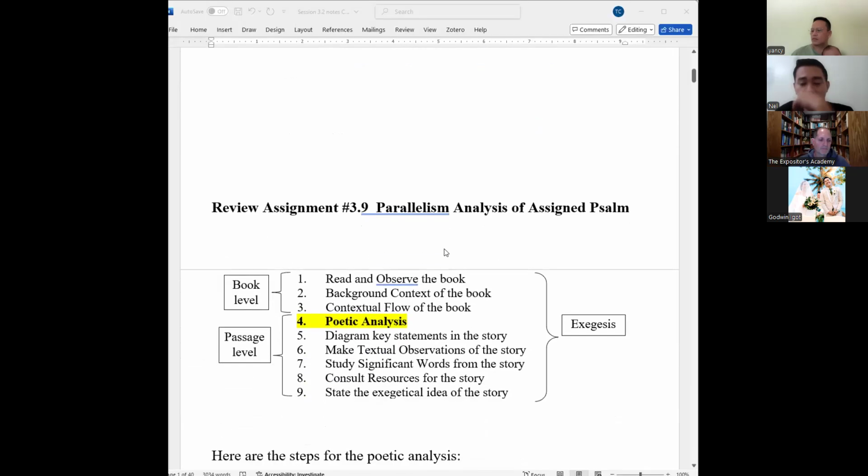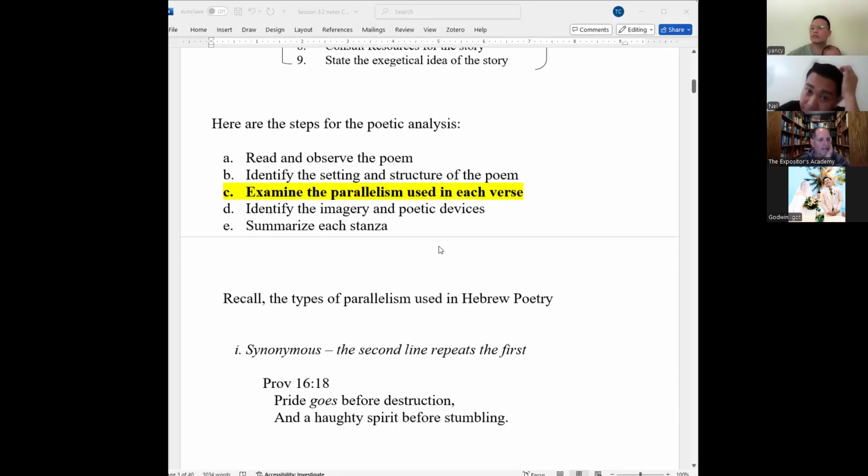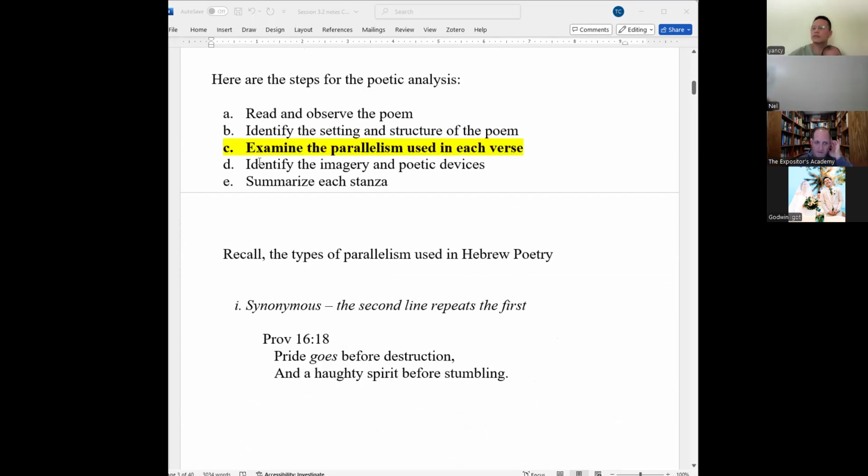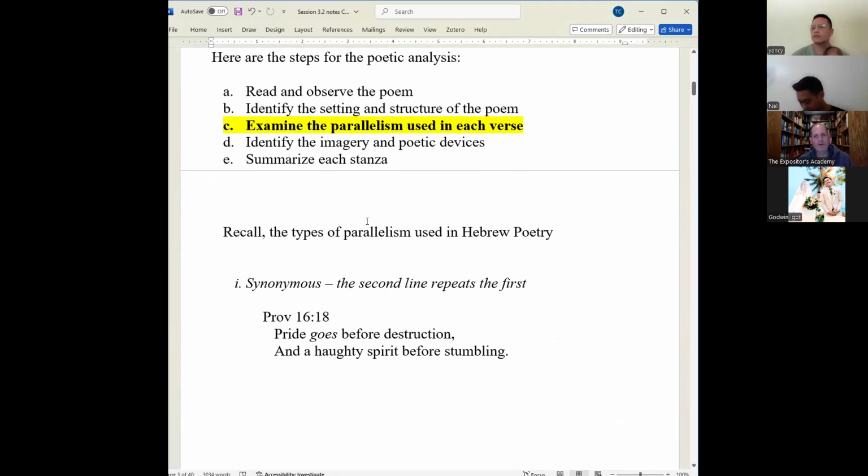Now we're going to start focusing on the smaller details, and that begins with parallelism. Let me just remind us, we're in the poetic analysis steps. Let's recall the types of parallelism. I'll go through a few examples just to remind us, and then we'll all look at Psalm 99, which is the psalm we're going through as the example in these sessions, to review the various steps, particularly for poetic analysis. Remember, there were basically three general types of parallelism that we see in Hebrew poetry.